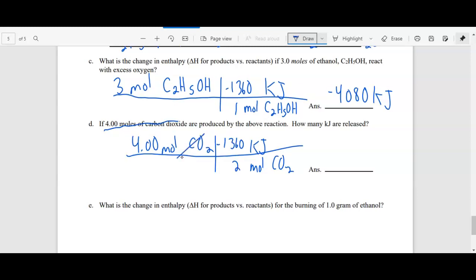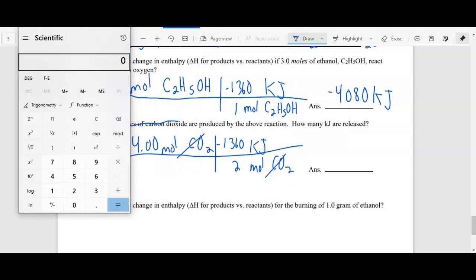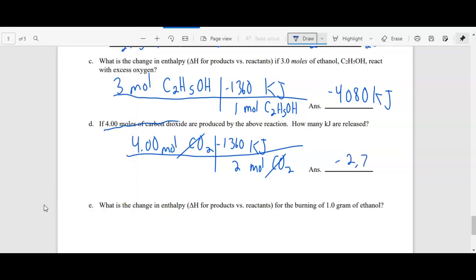Moles of CO2 gets canceled out. I'm left with kilojoules. The last thing we need to do is multiply the top, divide by the bottom. We take 4.00 times negative 1,360 kilojoules divided by 2. And then my final answer on this one's negative 2,720 kilojoules, just like that.